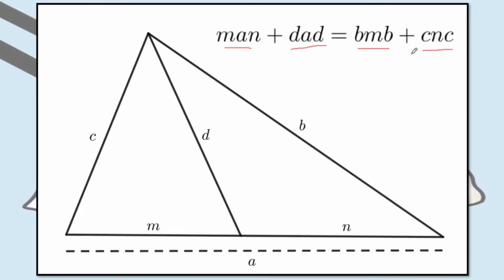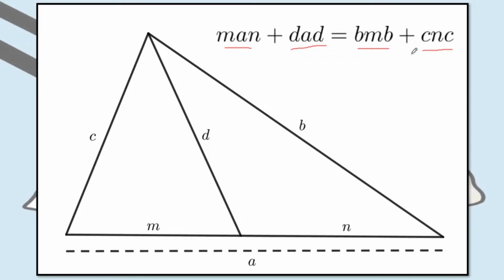Now, this is an easier equation to memorize, since we have four English words that can correspond to those: man, dad, bomb, and sink. So we can use a mnemonic: a man and his dad puts a bomb in the sink. So that's how you memorize it. Okay, so step one done. I believe everybody would be able to memorize the formula.